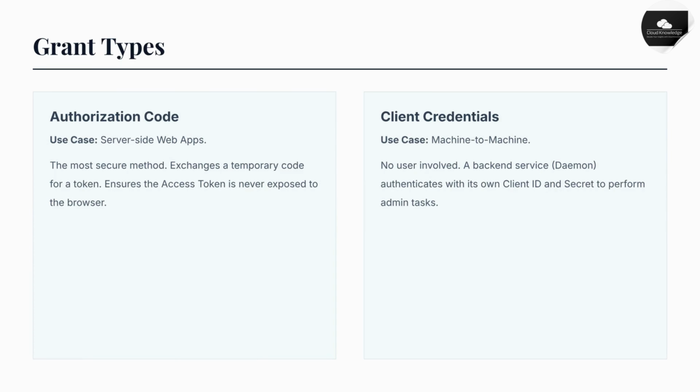2 primary grant types are the Authorization Code flow, which is the most secure method for server-side web apps, exchanging a temporary code for a token. Client credentials are used for machine-to-machine communication, where a backend service authenticates with its own credentials.